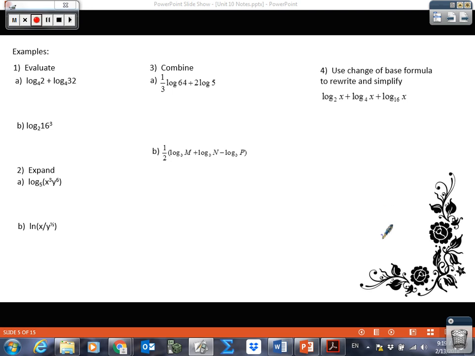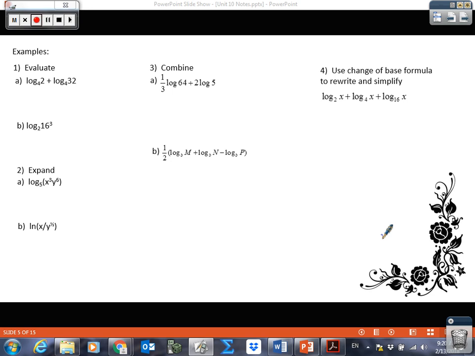So we'll start over here at number 1. It says evaluate. That word evaluate is important. It typically means find the answer. Right, there's going to be a numeric answer. That's normally what it means. Evaluate. Find the numeric answer.